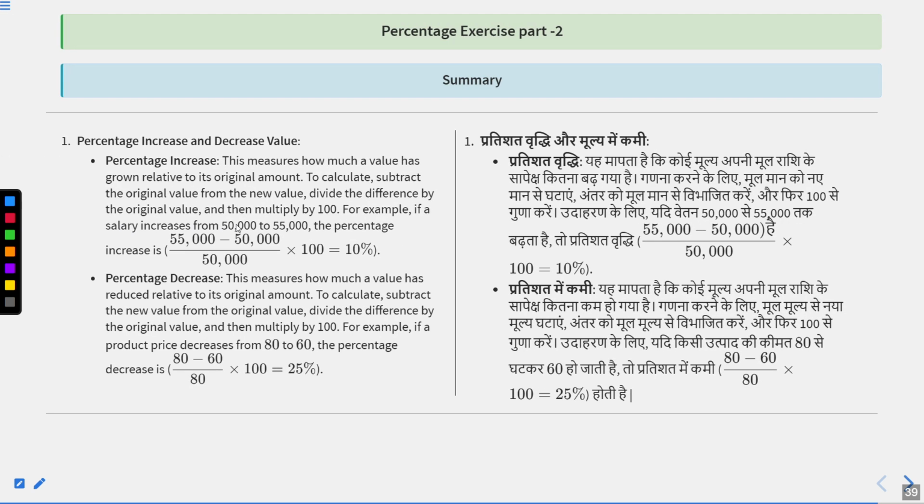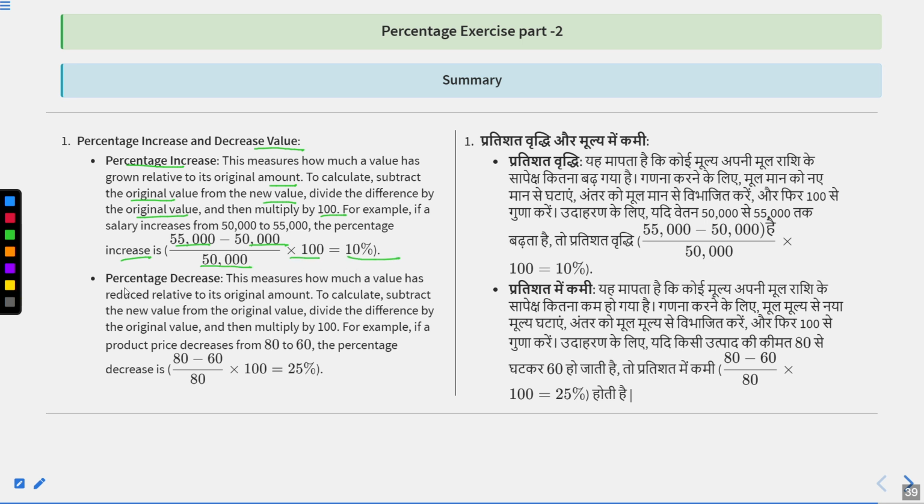Now we summarize today's lecture. The first one is percentage increase and decrease. Percentage increase measures how much a value has grown relative to its original amount. To calculate, subtract the original value from the new value, divide the difference by the original value, and then multiply by 100. For example, if a salary increases from 50,000 to 55,000, the percentage increase is 55,000 minus 50,000 upon 50,000 multiplied by 100, which is 10%.